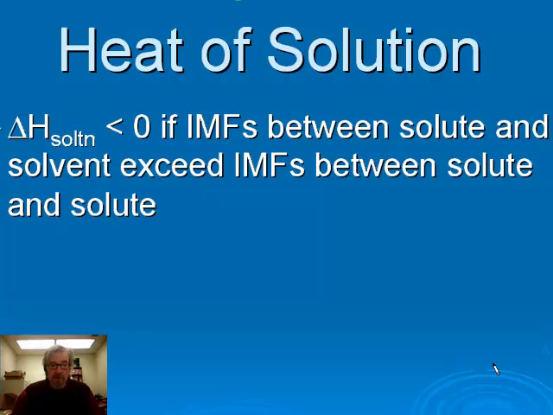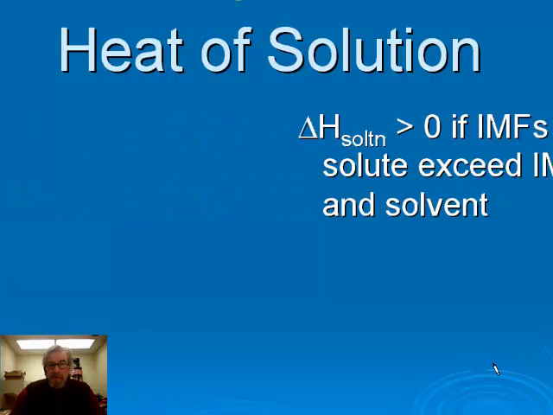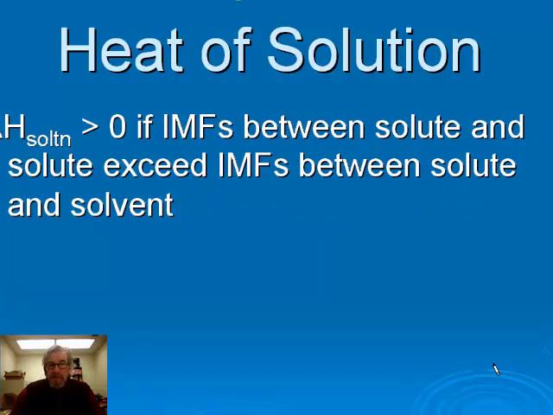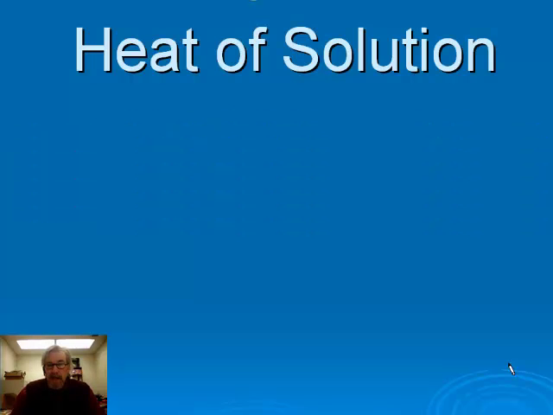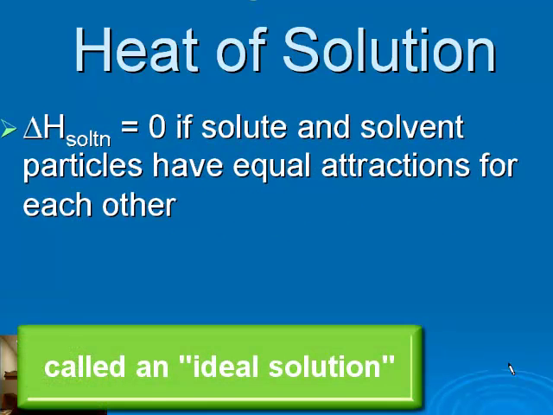In other words, it's exothermic if the intermolecular forces between the solute and the solvent are bigger than the intermolecular forces between the solute and other solute particles. The heat of solution is positive, in other words, it's endothermic, if intermolecular forces between the solute and other solute particles are bigger than the intermolecular forces between the solute and the solvent. So in other words, you have to put energy in to make them dissolve, that you don't get out. And if they happen to have equal attractions for each other, then delta H of solution is 0, and this is what we call an ideal solution.